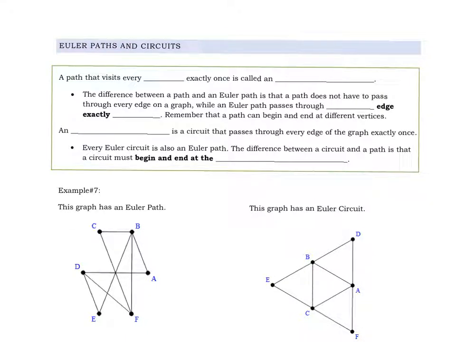Okay, so in a couple previous pages, we've already talked about paths and circuits, but we have a specific type of path and circuit that we would like to talk about on the next couple of pages. So a path that visits every edge, so it's every edge exactly once, is called an Euler path.